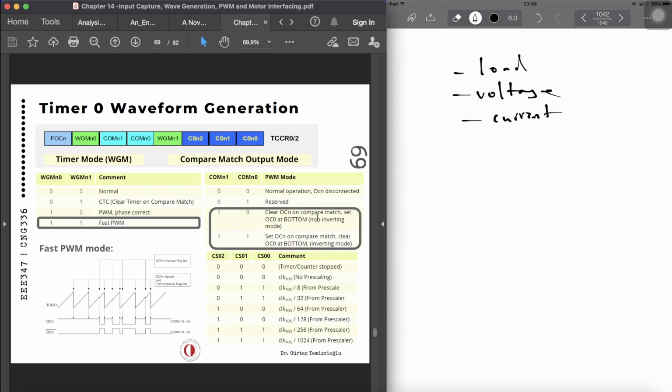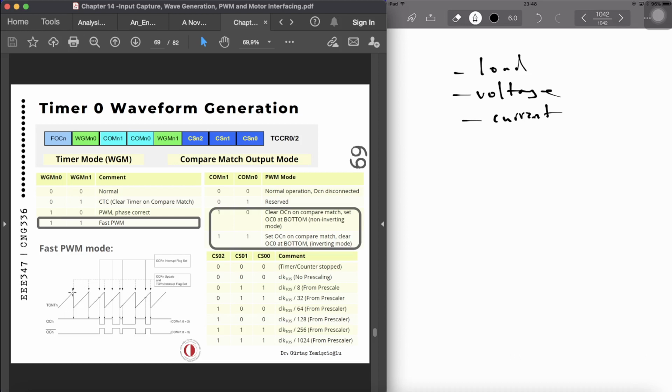Again, we can clear OCn on compare match and set OC0 at bottom, which is the non-inverting mode. And we can also set OCn on compare match and clear OC0 at bottom, which is the inverting mode. You can see the differences here for the fast PWM. It will start counting in the fast PWM mode. It goes up to here, okay, so that's the top.